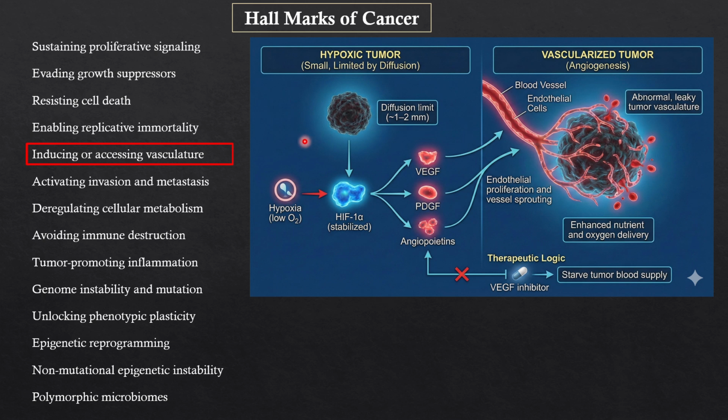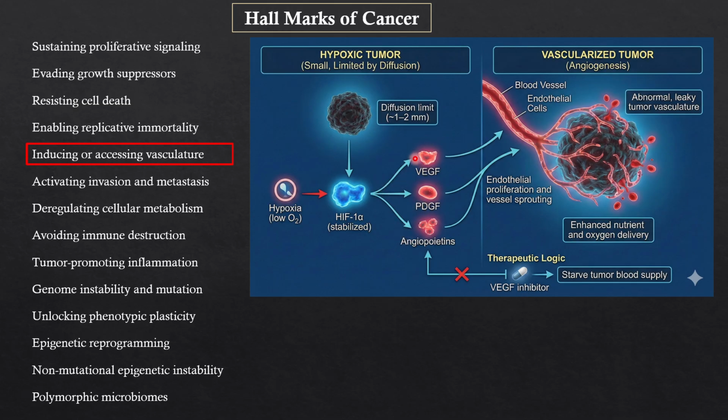The fifth hallmark of cancer is inducing or accessing vasculature. Basically, this hallmark explains that cancer cells are very hyperactive, and they are constantly looking for energy in the form of oxygen as well as nutrients. But the diffusion limit is 1 to 2 millimeters, and as a result, there is a crisis of oxygen in the cancer cells.